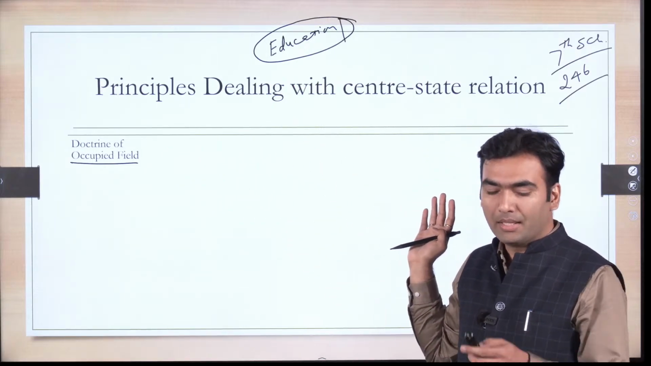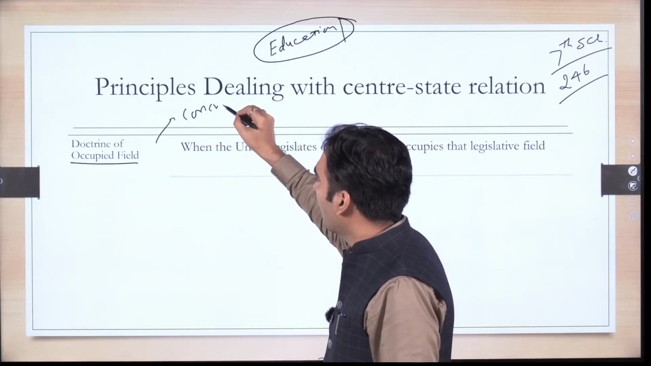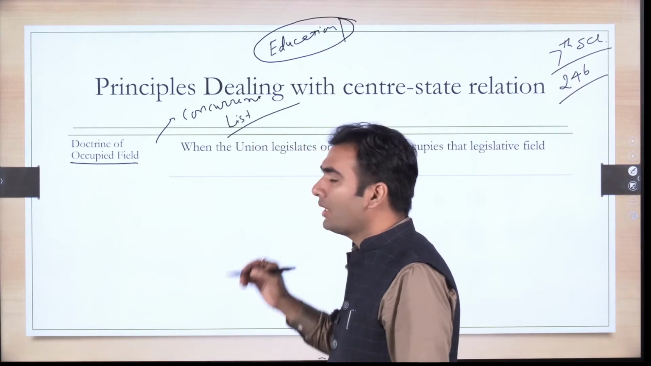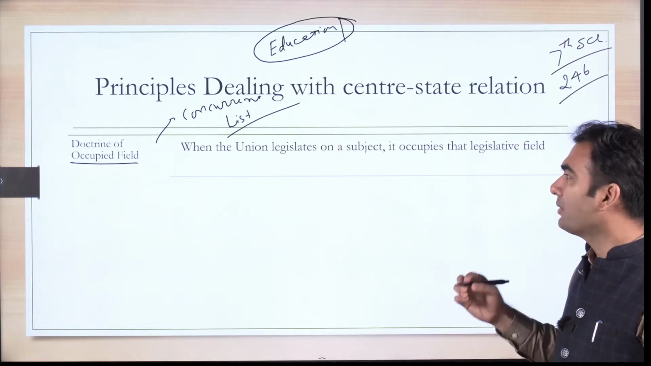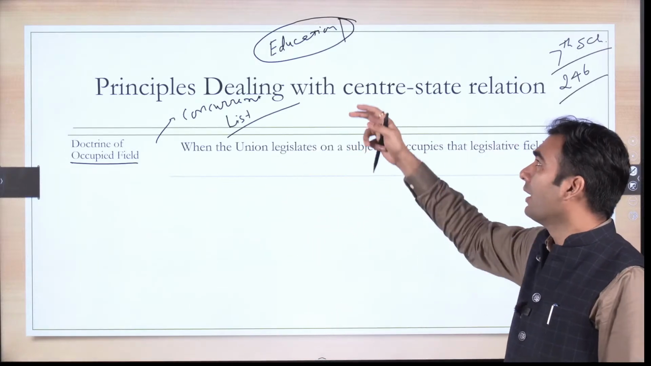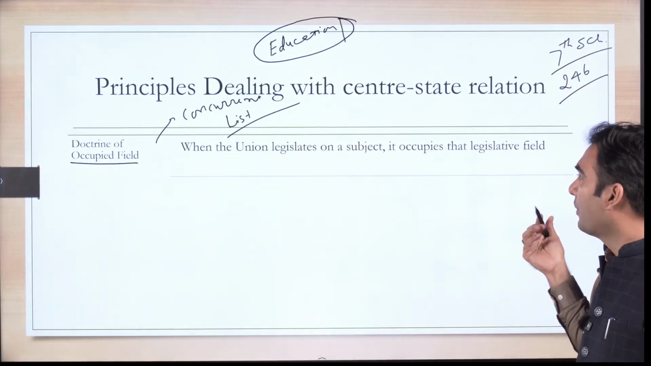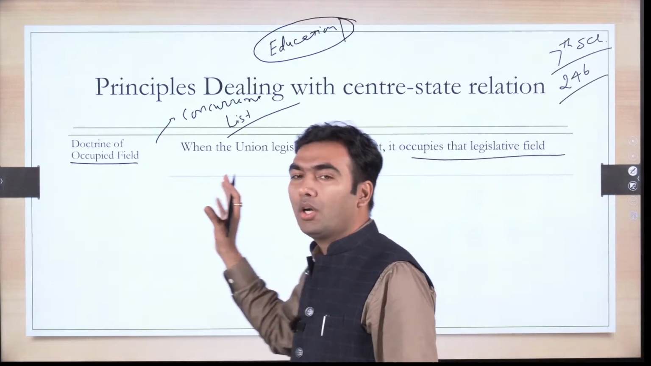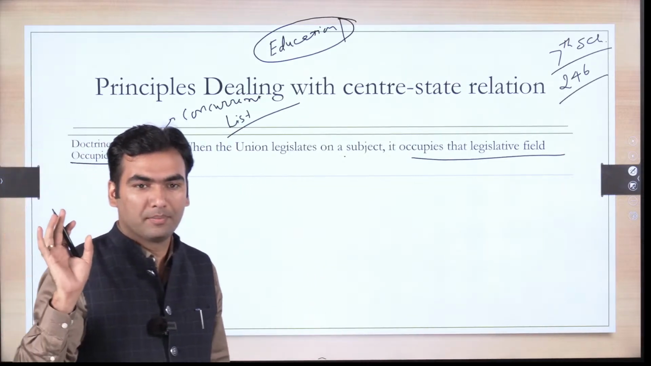And this would be the situation in the case of the concurrent list, because in the concurrent list both center and state have jurisdiction. Since both have jurisdiction, if the center has made a law, a state cannot make a law contradictory to this. But if the center has not made a law, then states can make their law. So when the union legislates on a subject, it occupies that legislative field. Any law contradictory to the law made by the center would be null and void. Clear?